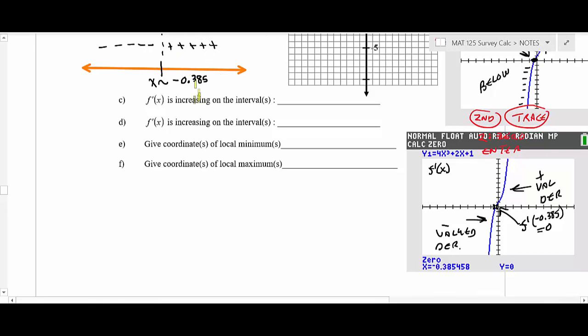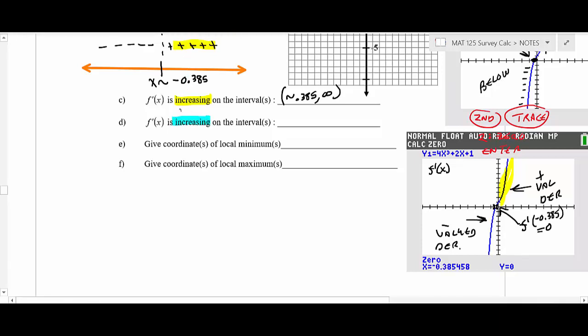So where are we increasing? We'd be increasing where the derivative is positive. Don't get confused because the graph of the derivative is always increasing. This is not the graph of the function, this is the graph of the derivative. Look at your sign chart. So we're increasing from, approximately, negative 0.385 to infinity. Okay, where are we decreasing?